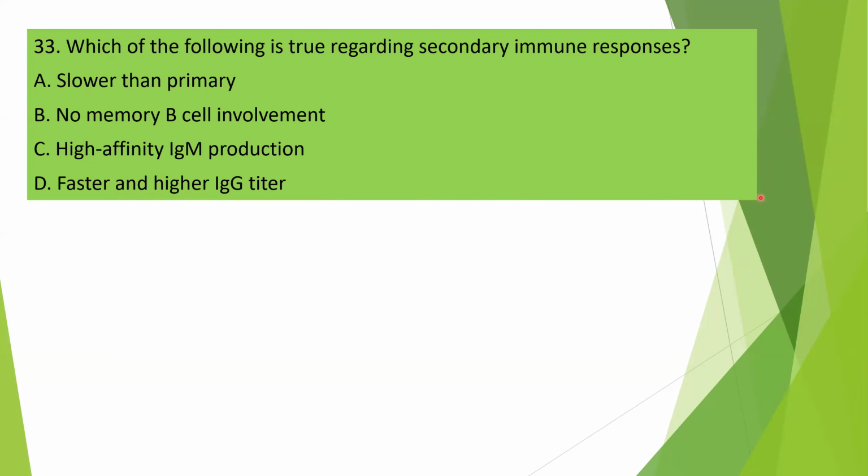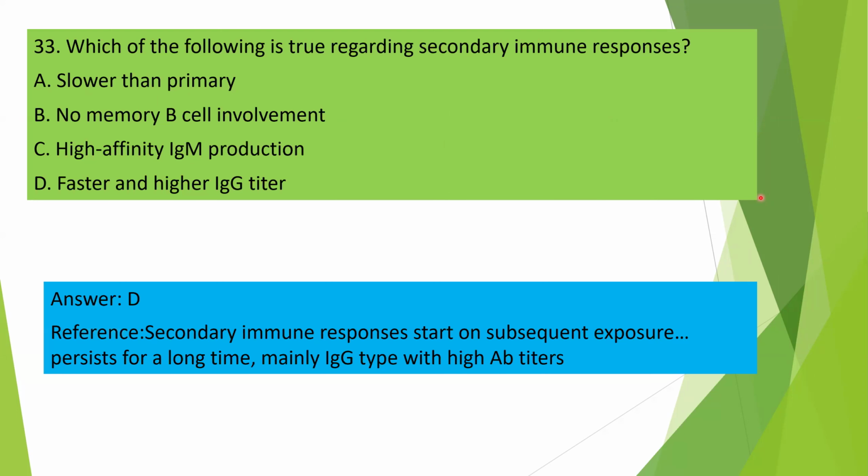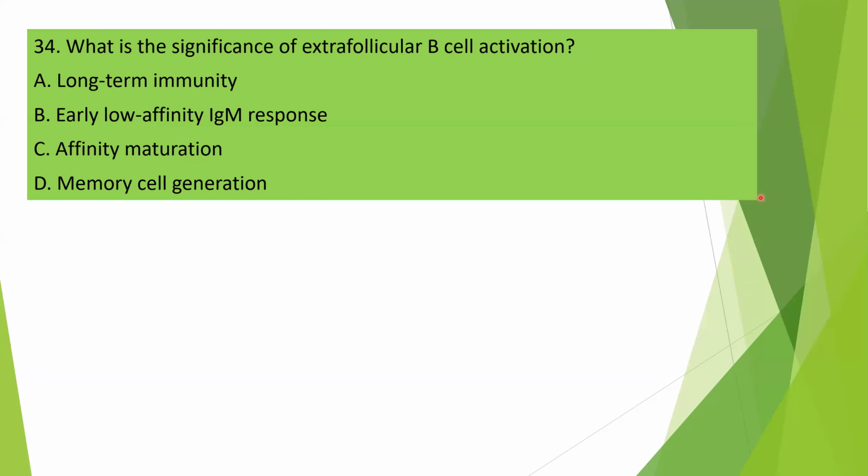Which of the following is true regarding secondary immune response? Higher, faster and higher IgG titer. There's a lag period, but still I think the answer is right. Secondary immune response: subsequent exposure persists for time, mainly IgG type with high antibody titer. Next.